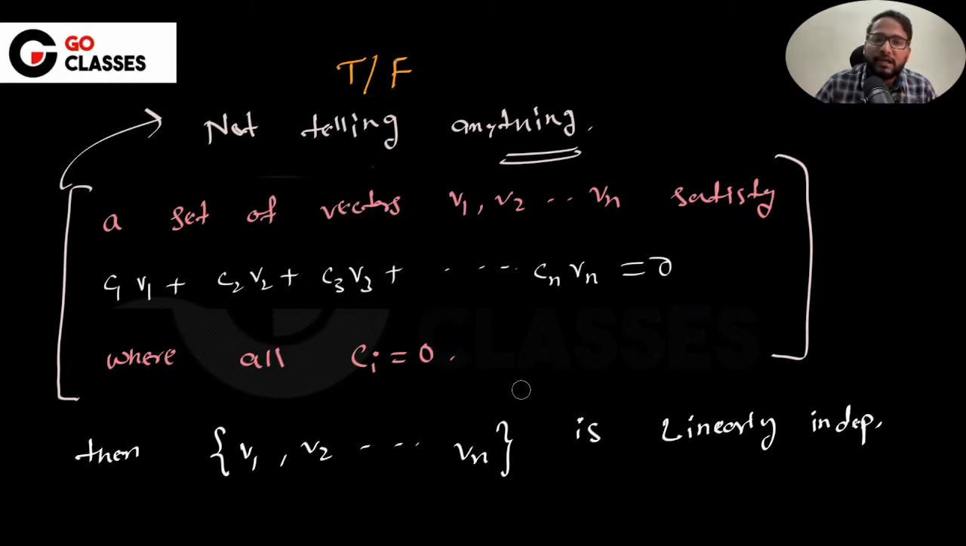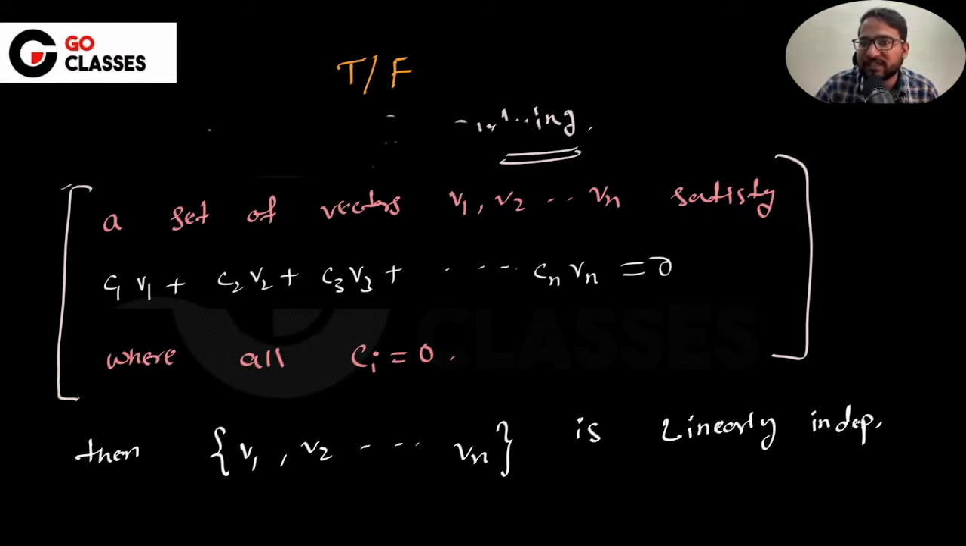How? They will say, a set of vectors satisfying. Currently it was not telling anything, but let me just modify this statement a little bit and then it will make some sense. Suppose they say, a set of vectors V1 to Vn satisfy this equal to 0. Okay.